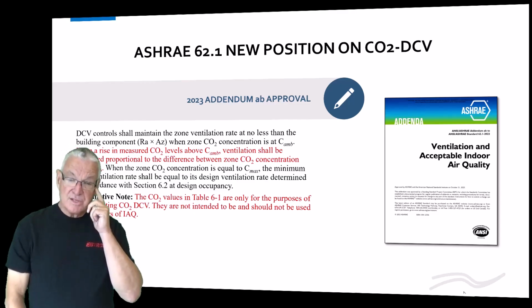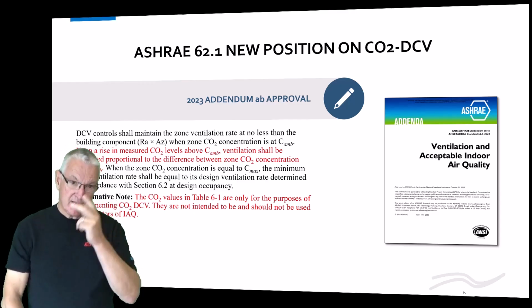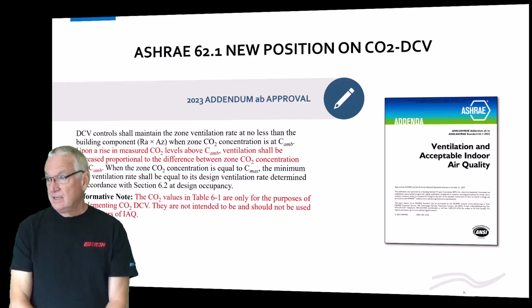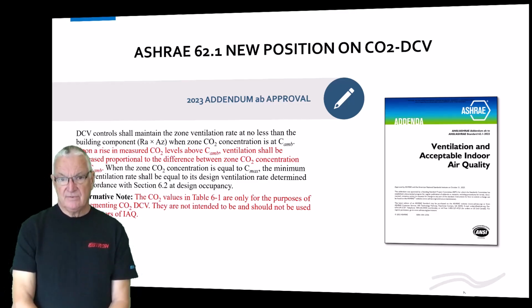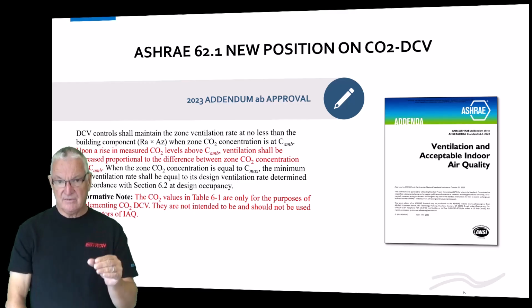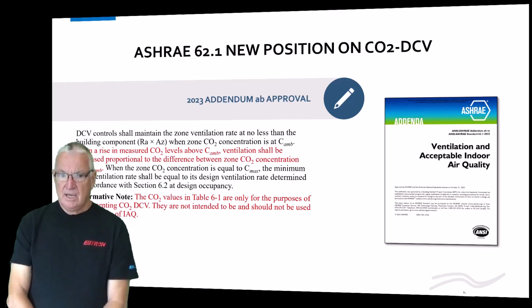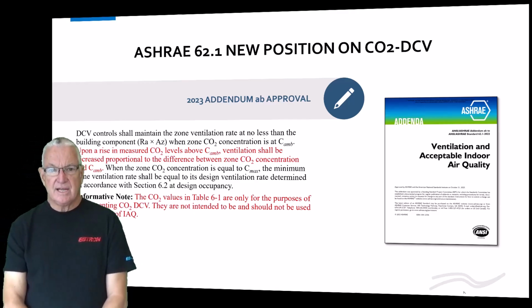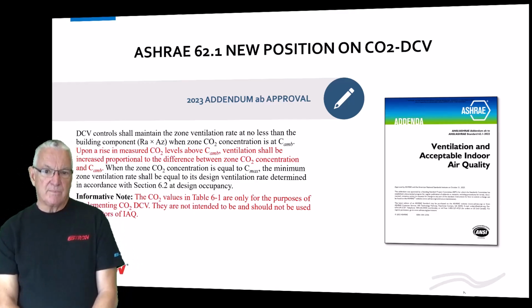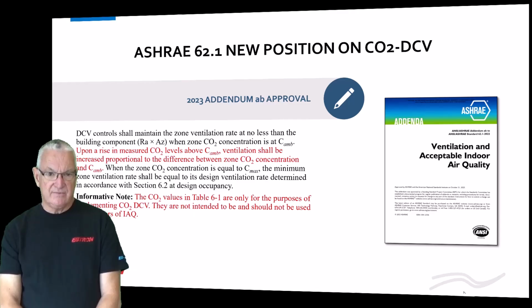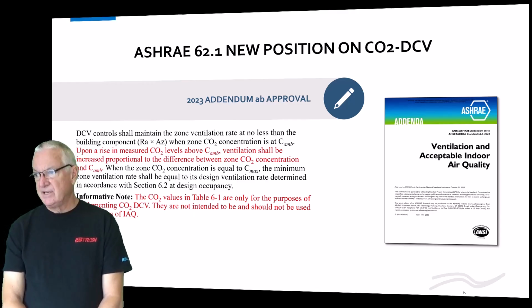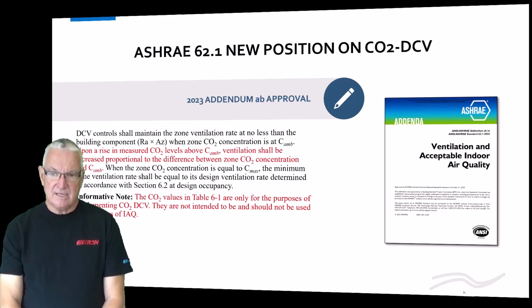And then this informative note pretty much hits it right on the head. So they've added some CO2 levels to Table 6.1 in the ventilation rate procedure that talks about the ventilation rates required. And it says the CO2 values in Table 6.1 are only for the purpose of implementing CO2 DCV. They are not intended to be and should not be used as indicators of IAQ. And my deal is then why is it there?